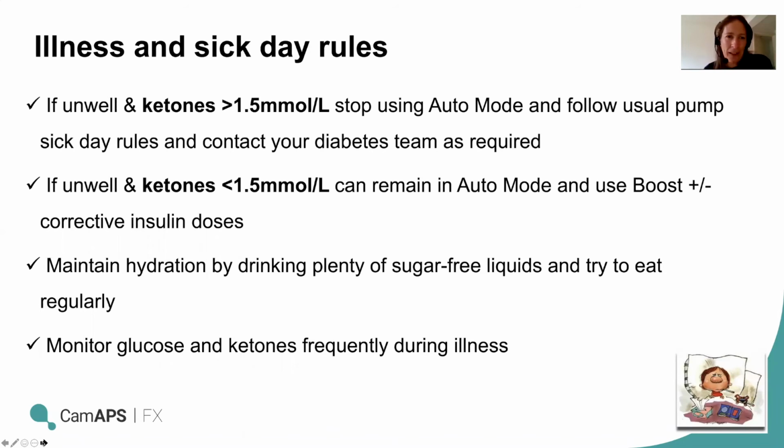So it seems topical, after talking about steroids, to think about illness and sick day rules for when people are using a closed loop system. These are specific for adults and not relevant to children, where the ketone threshold is slightly different, but as most people we're expecting here are adults, what we suggest is that if you're unwell and your blood ketones are greater than 1.5, then we do recommend that you stop using auto mode. So you come out of auto mode and just follow your usual pump sick day rules, and obviously contact your diabetes team as required.